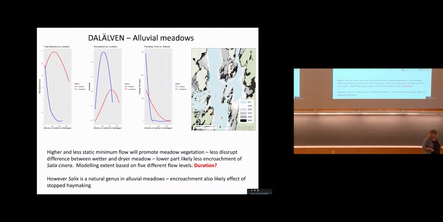So we can model the extent of what we get, and we are working together with Vattenfall, who works with Nordkonsult, and they are modeling different flow levels. So we can calculate how much more we can get, and we can also give recommendations on the duration based on what we know about how these different zones are distributed. However, Salix, somebody wants to see it gone altogether. It's a very natural genus in this kind of meadow. And encroachment is probably also an effect of the stopped haymaking. So it's also another type of management issue.